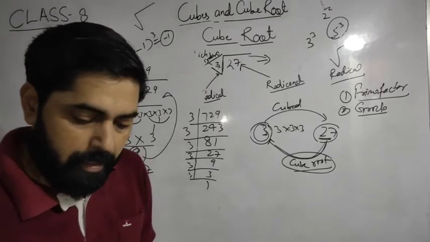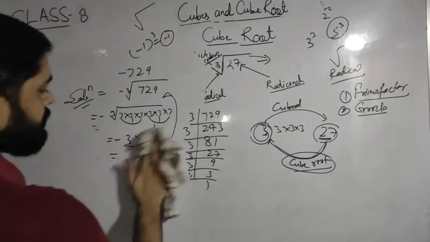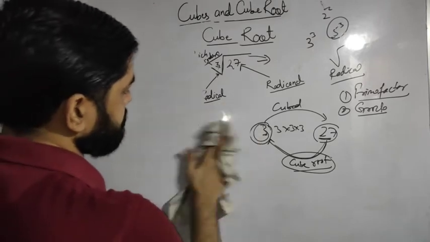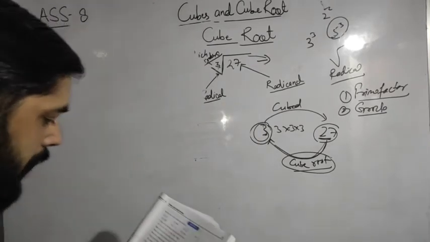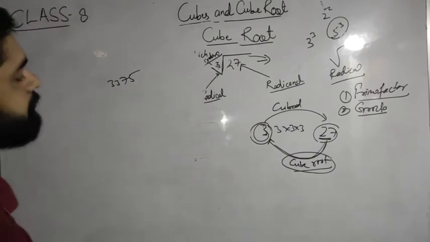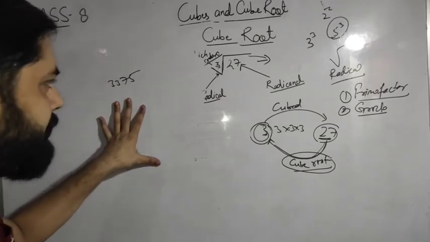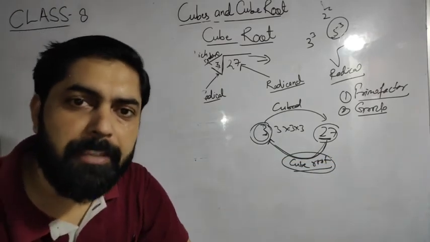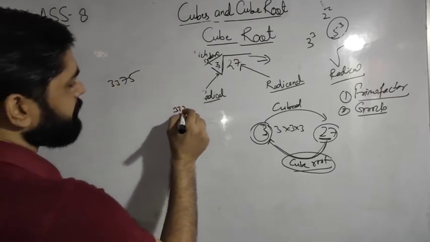Now the next question. What is the next question? We take another example, like 3375. This is the next example of the cube root. How to find the cube root? We find it by the prime factorization method. So we find the prime factors of this number, 3375.